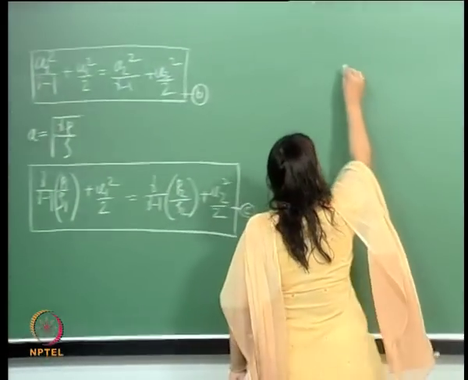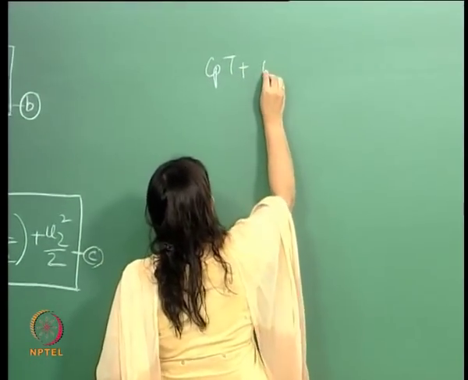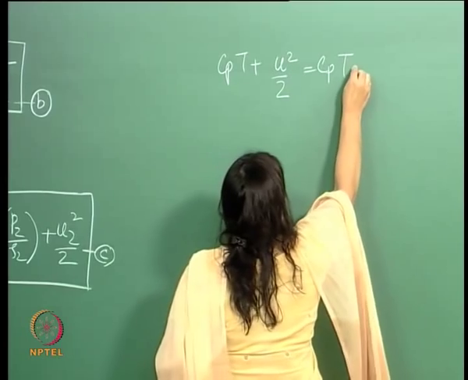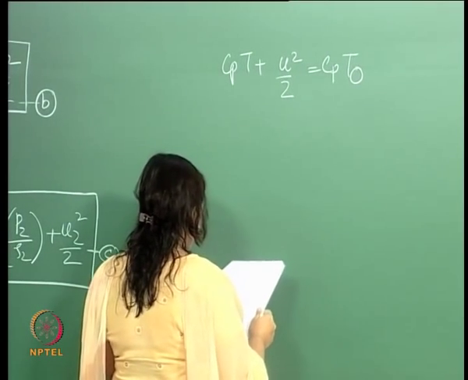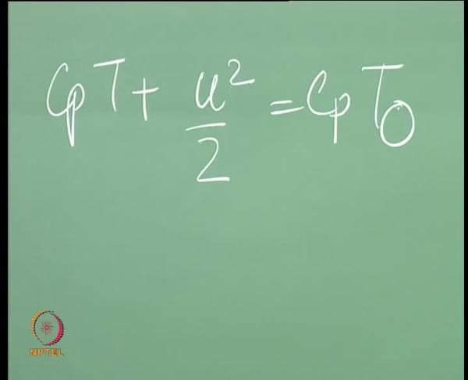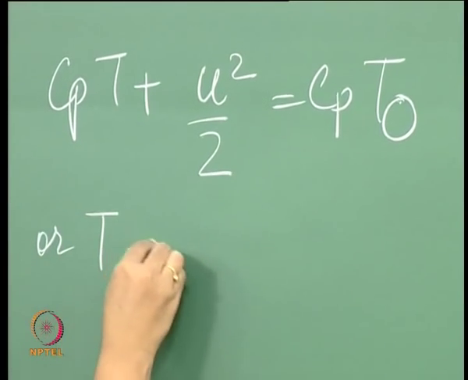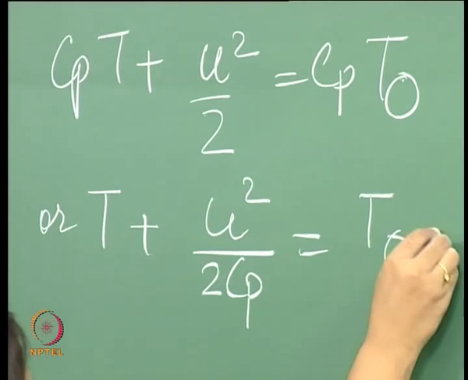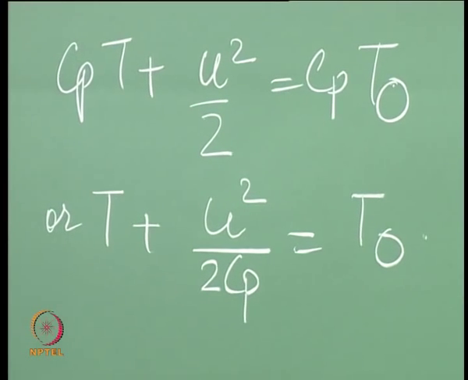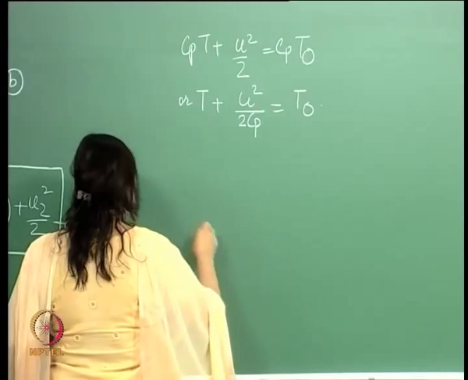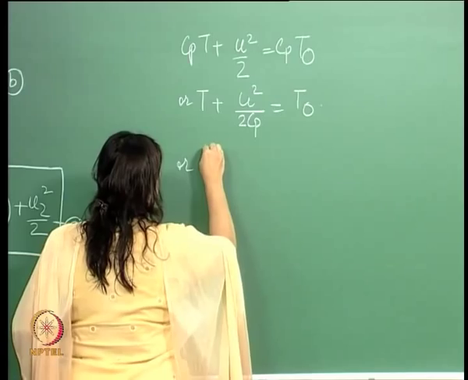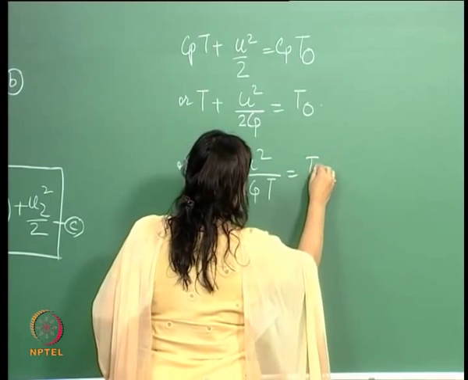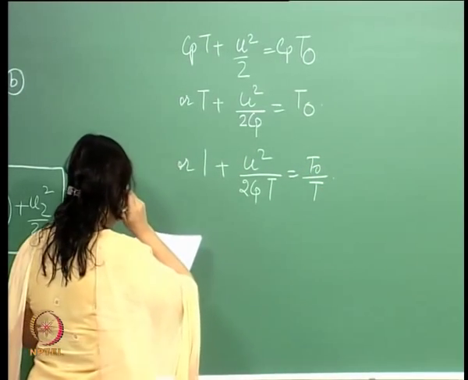Essentially what I get is, if I do this, then, okay. If I again divide by T, I get 1 plus U square by 2 C p into T is equal to T naught by T.